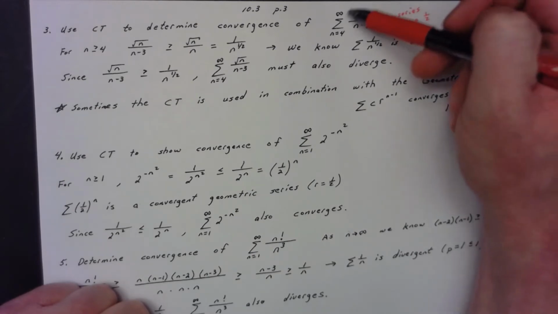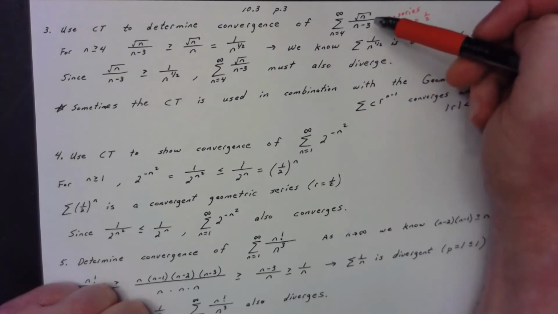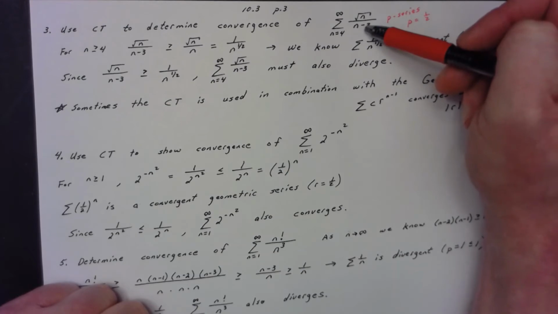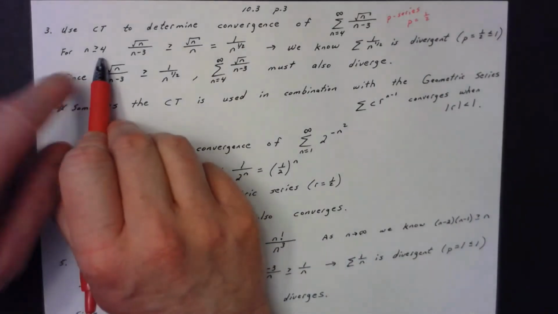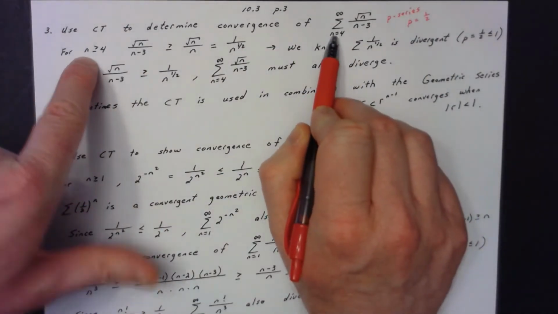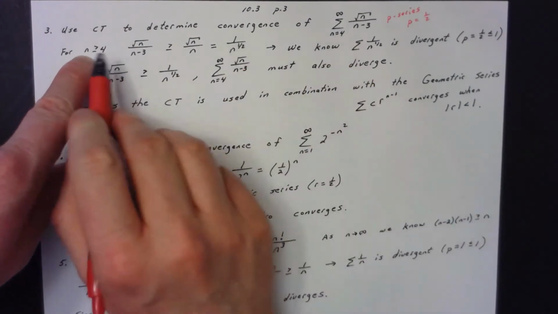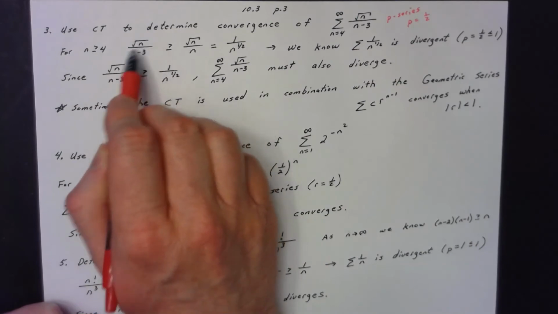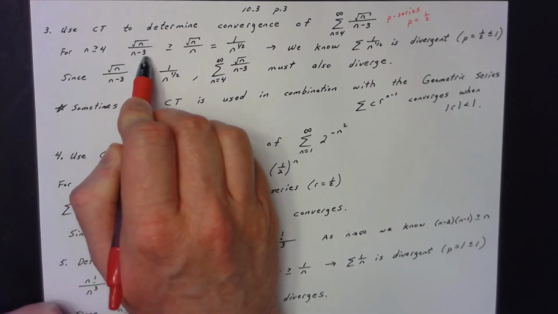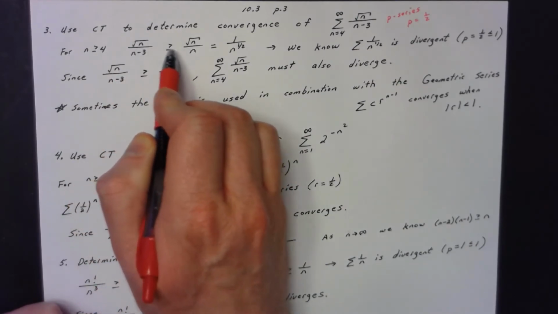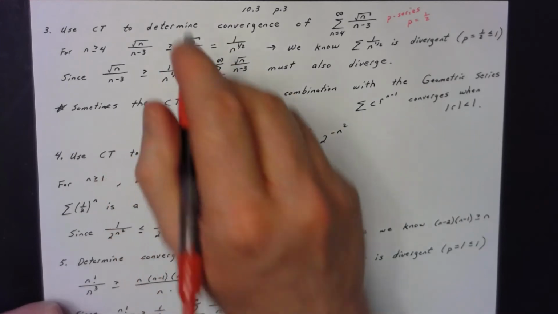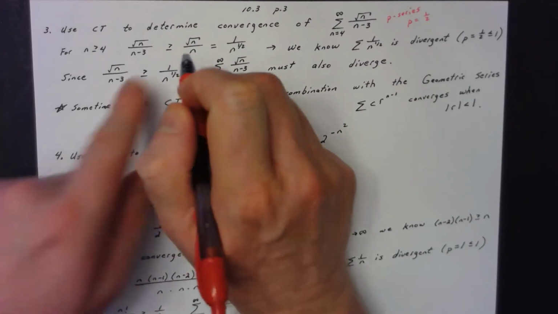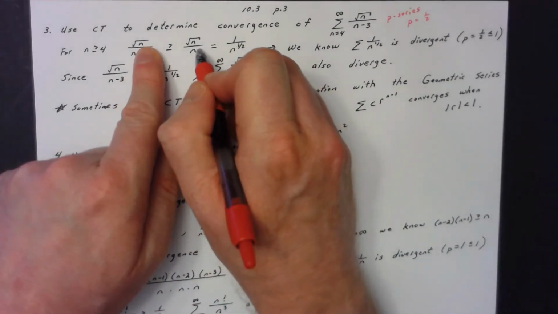I need to show that the general term of this series is larger than the general term of a divergent series. That's what I try to do here. Now, the values of n in this problem had to go from 4 to infinity, so I said for any value of n greater than 4, the square root of n over n minus 3 has to be greater than or equal to, and now make sure this makes sense to you, it has to be greater than or equal to this. Why? Because my denominator is getting larger.